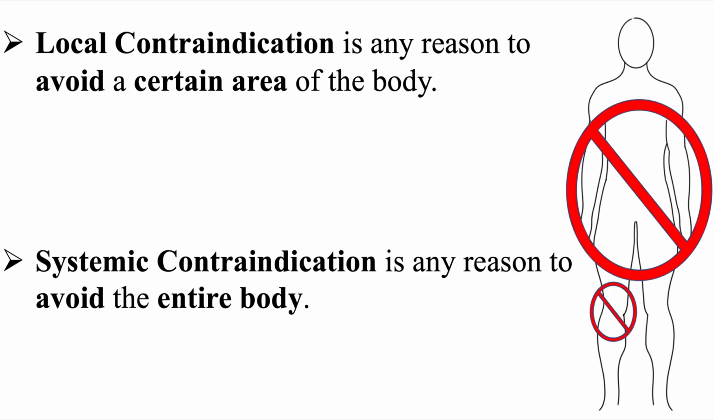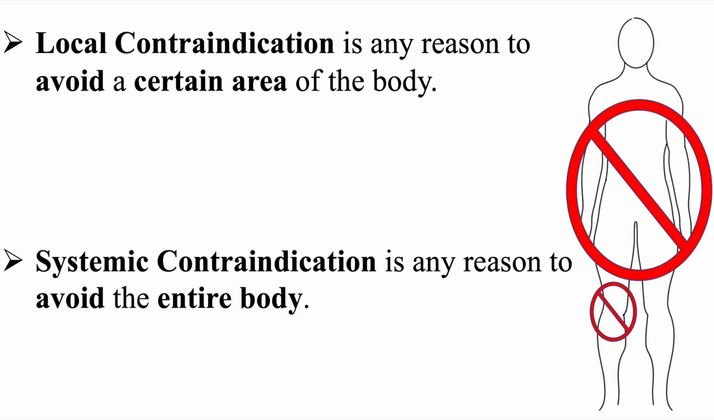Make sure you understand that a local contraindication is a contraindication that locally contraindicates a certain area of the body, but the rest of the body can be massaged. And a systemic contraindication is a contraindication that systemically contraindicates the entire body for any massage therapy services.